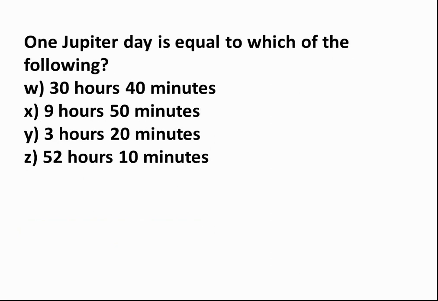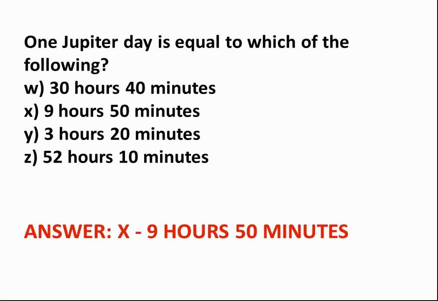One Jupiter day is equal to which of the following? W. 30 hours 40 minutes. X. 9 hours 50 minutes. Y. 3 hours 20 minutes. Z. 52 hours 10 minutes. Answer: X. 9 hours 50 minutes.